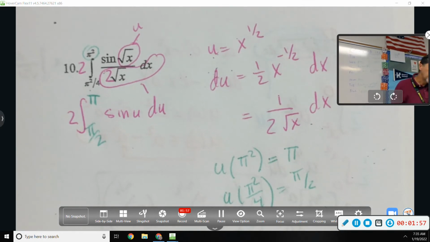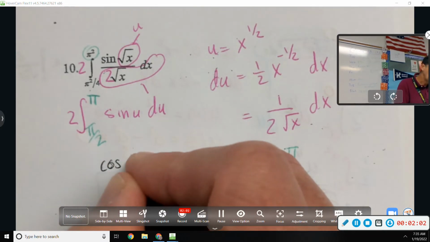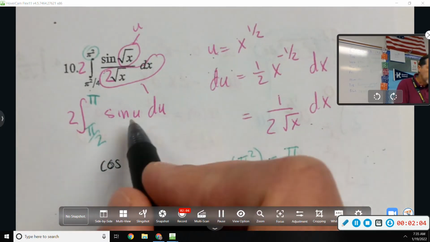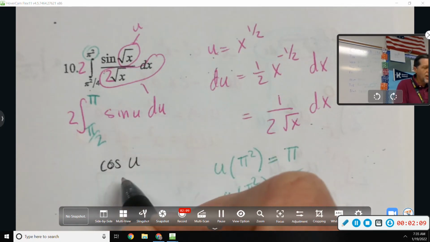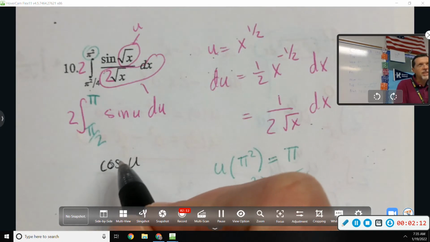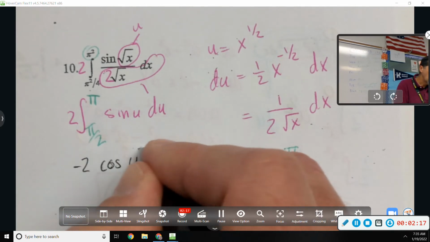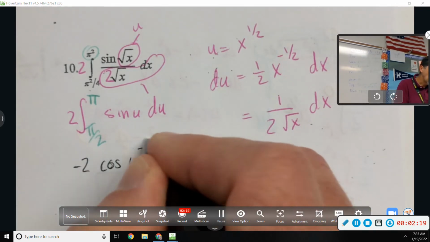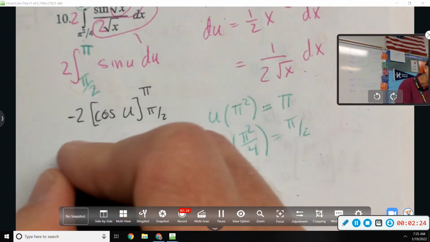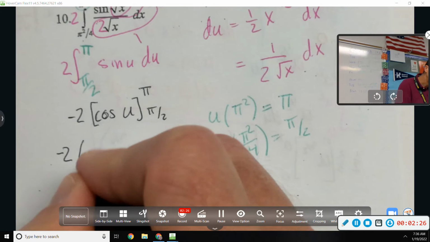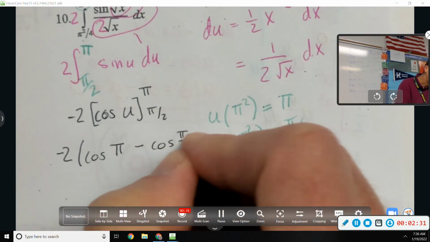So the antiderivative of sine is cosine, but is it positive or negative cosine? Positive. What? The antiderivative of sine. Oh. Right? The derivative of cosine is negative sine, so I need a negative on this. And maybe you can just put the negative 2 completely out front, and then do top limit minus bottom limit.